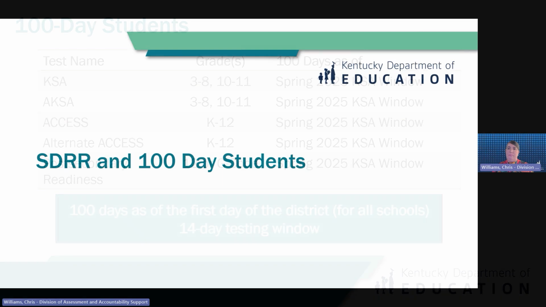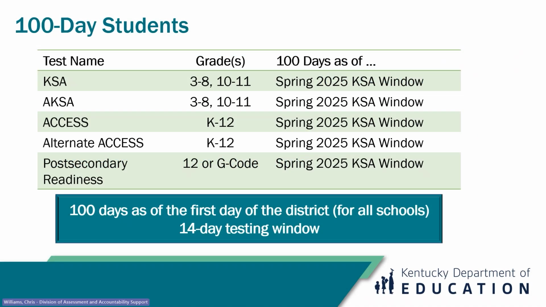So let's begin. In this section, we're going to focus on 100-day students. Your 100-day students should be 100 days as of the first day of your spring 2025 KSA test windows for all of your assessments. For all schools, that should be the first day of the district 14-day testing window.